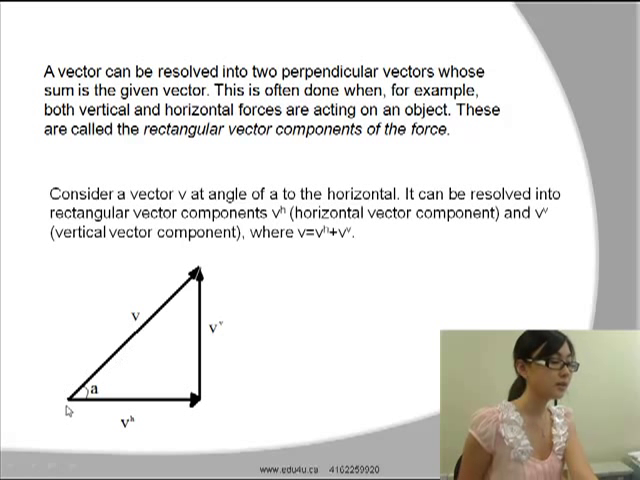So for example, if we have the vector V, which is shown here, that has an angle of A to the horizon, we can easily divide this one vector up into two vectors, which will be its components. We call them VH and VV, H for horizontal and V for vertical. Therefore, the vector V will be equal to the vector VH plus VV.